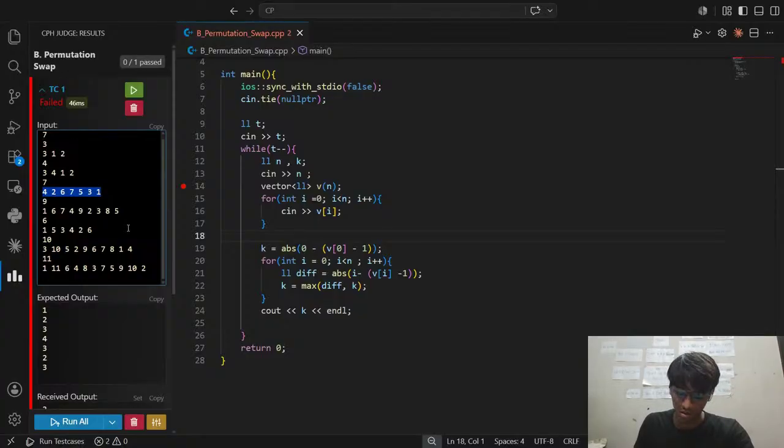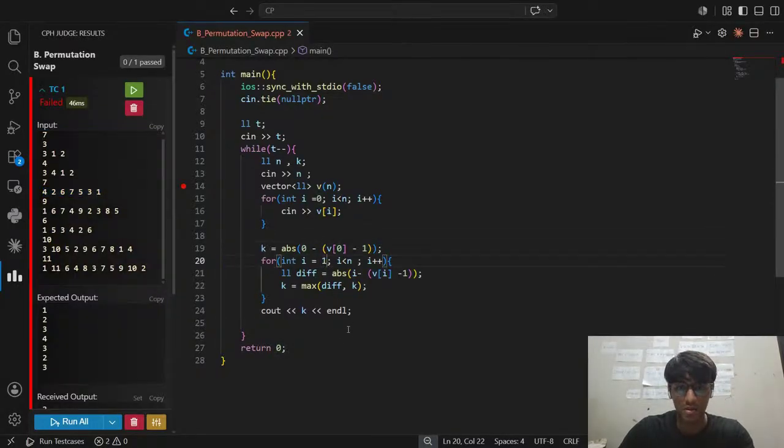k equals absolute of 0 minus p of 0, which is 4 minus 1, which is 3. So k equals absolute of 0 minus 3, which is minus 3 but absolute, so k equals 3, right? Now, first of all, this is one mistake. Now i starts from 2. The difference is absolute of 1 minus v of i, which is 2 minus 1, absolute, equals 1 minus 1, which is 0. Two shouldn't be on zero. Two should be on one, right?